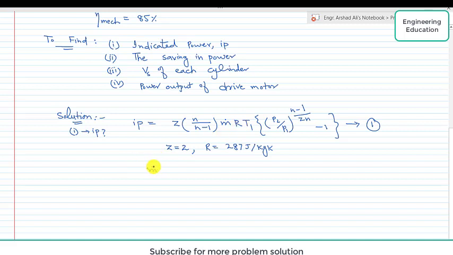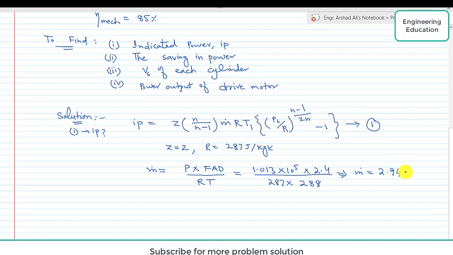So to find m dot, the mass flow rate, that is P into free air delivery over RT. So P is 1.013 bar into 10 raised to power 5, multiplied by free air delivery, 2.4 cubic meter per minute, over 287 into T1, that is 15 degrees C or 288 Kelvin. So simplifying this, we get the value of mass flow rate, that is 2.94 kilogram per minute.